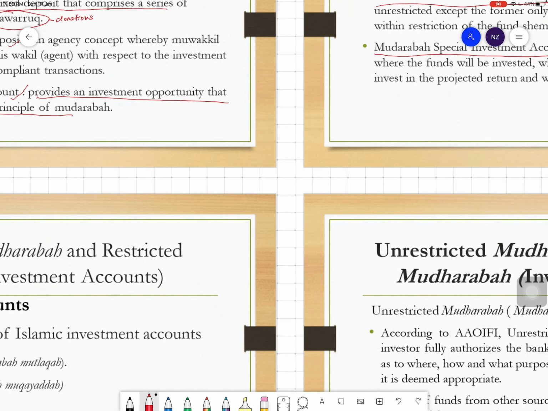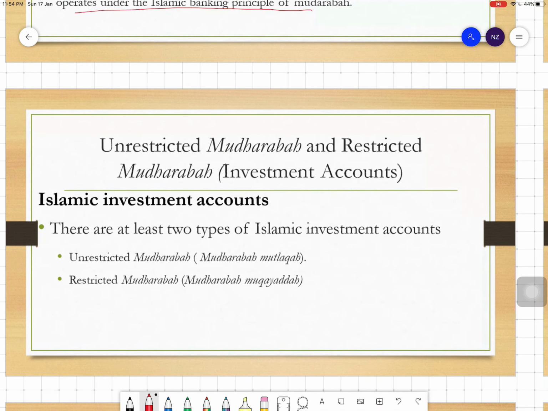Teori kita dah baca. Now kita kena go through pula lah. Kan tadi Mudharabah ada 2 jenis. Satu unrestricted and another one restricted. Dan dua-dua Mudharabah ni adalah under investment account tadi kan. Kita dah explain yang tadi tu. And then dia cakap there are at least 2 types of Islamic investment account, which is unrestricted Mudharabah and restricted Mudharabah. And in Arabic they call it Mudharabah mutlaqah and also Mudharabah muqayyadah.